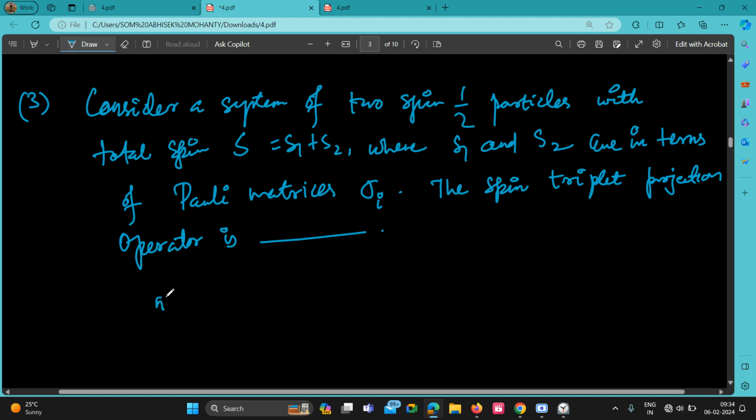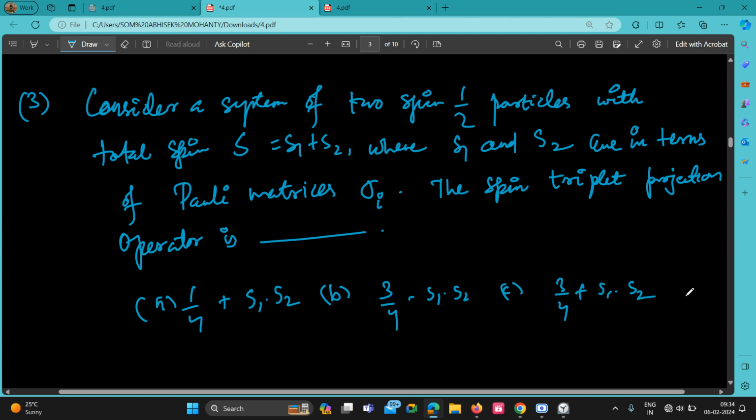The options are: A, 1 by 4 plus S1 dot S2; B, 3 by 4 minus S1 dot S2; C, 3 by 4 plus S1 dot S2; option D, 1 by 4 minus S1 dot S2. This also came in JEST 2012.